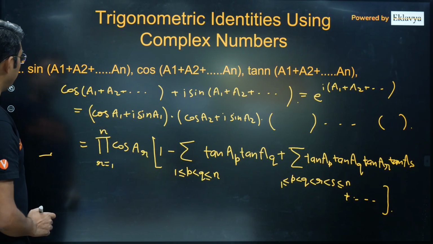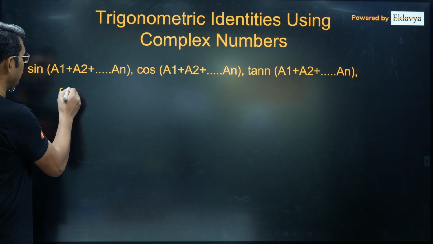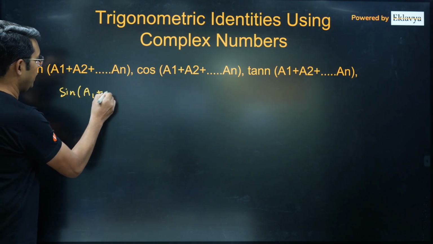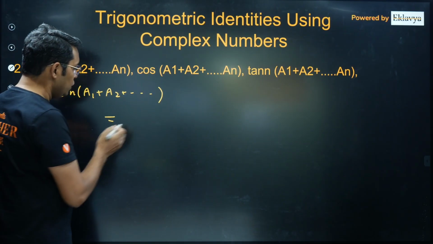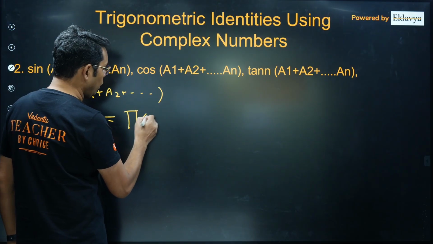I may skip this part, maybe I can write it directly. Sine of A1 plus A2 and so on, that will actually be the imaginary part. So that will again be the product of all the cos.